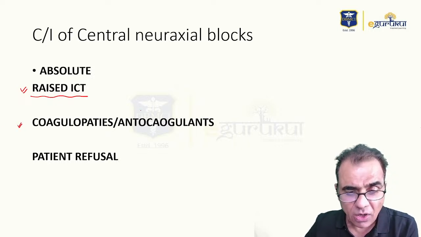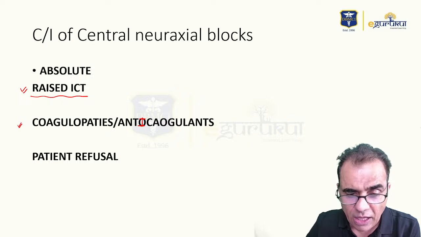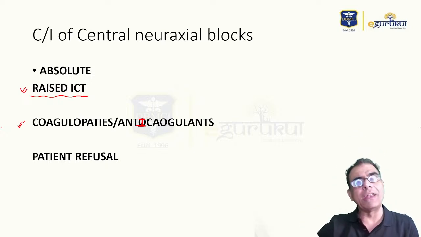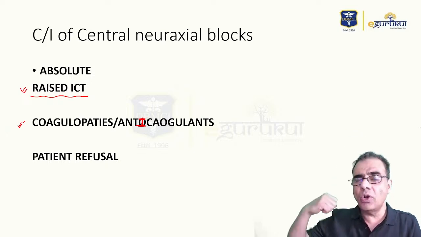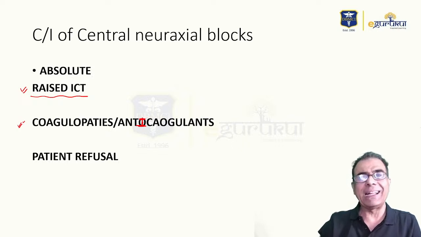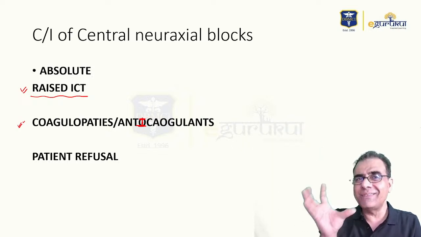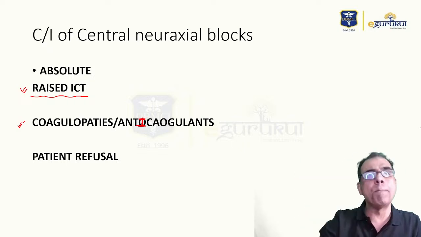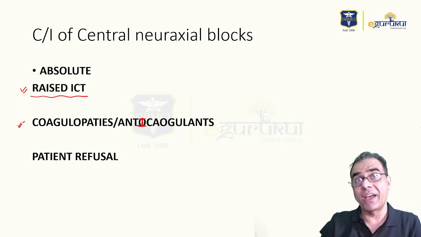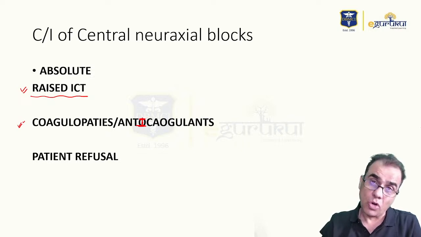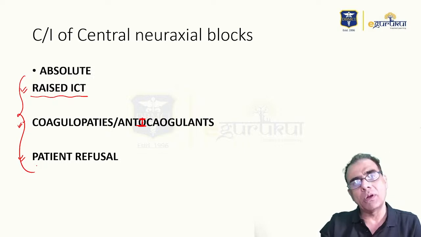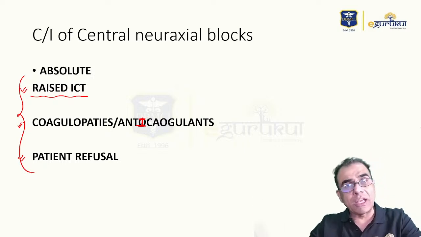Coagulopathies or anticoagulants. If the patient is suffering from some coagulopathy or is on an anticoagulant, then if your spinal or epidural becomes traumatic, there will be continuous loss of blood, and if this blood loss is significant, it can cause an epidural hematoma, which can compress the spinal cord, and paraplegia can occur. So absolute contraindication. Patient refusal is a contraindication for any technique, not only spinal or epidural. If the patient is refusing, you cannot give it by force.